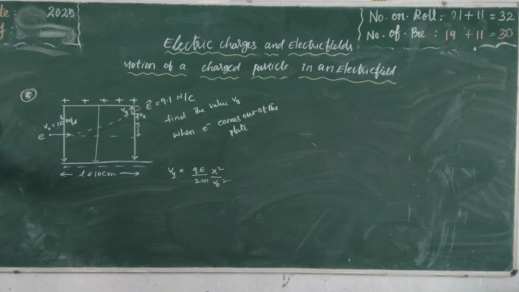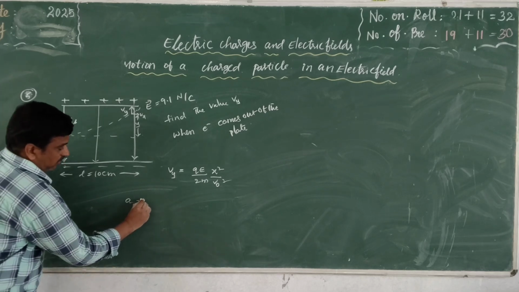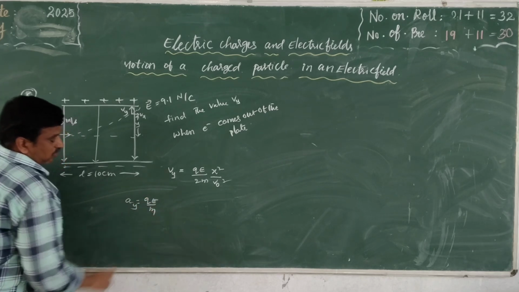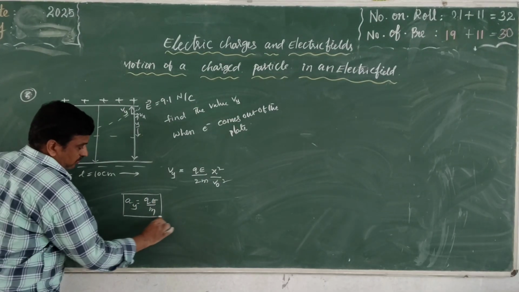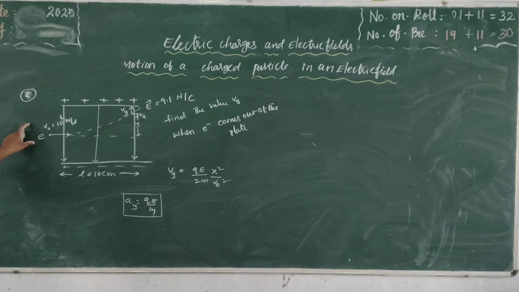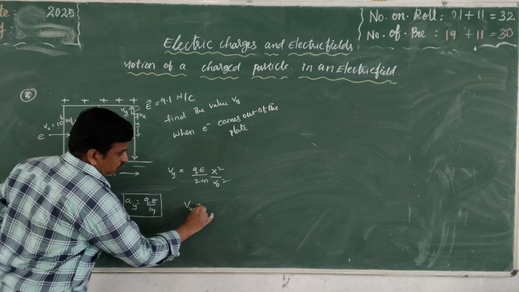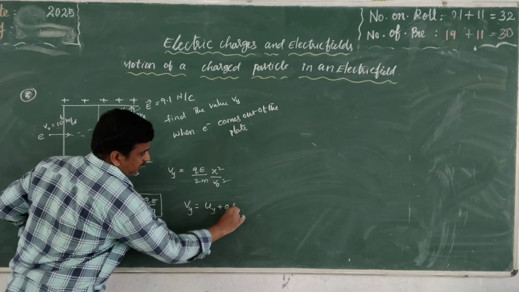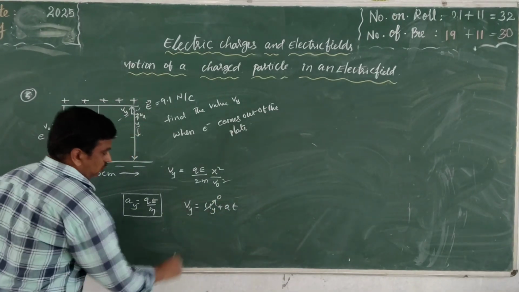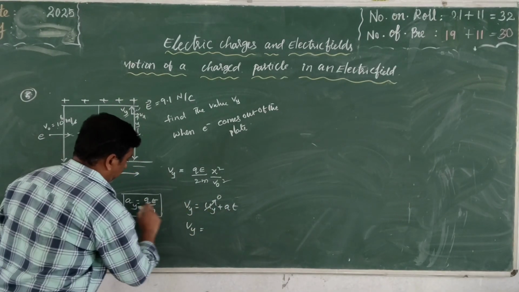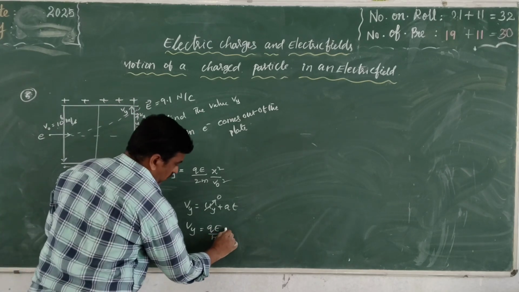For that, we first find the acceleration along the y axis. The formula is qE by m. This is the acceleration of the charged particle along the y axis. For the final velocity we write Vy equals Uy plus at, like v equals u plus at. Uy is 0, so Vy equals a t, which is qE by m into t, where t is x by V naught.